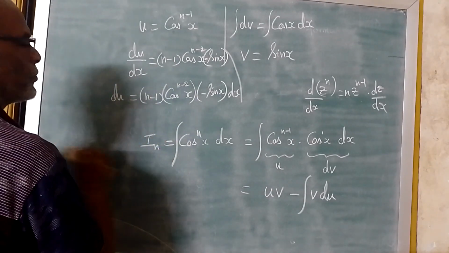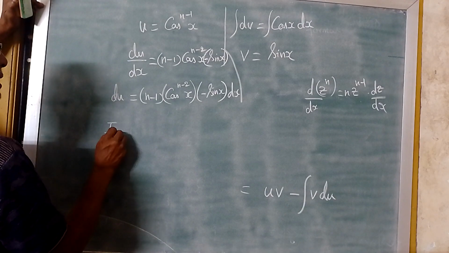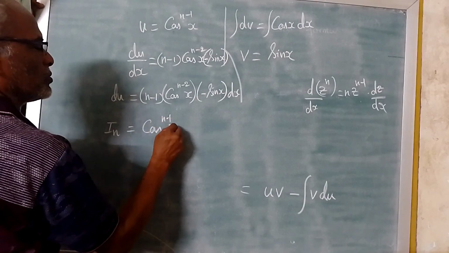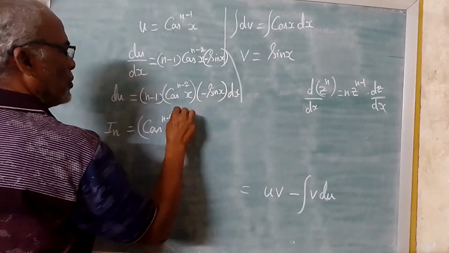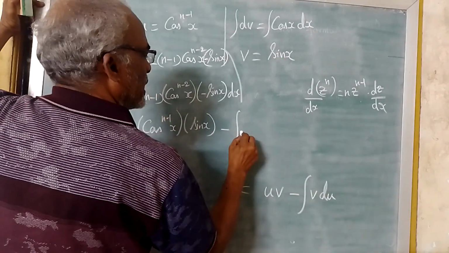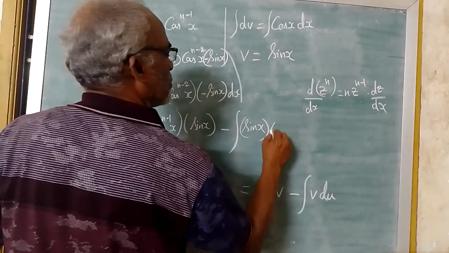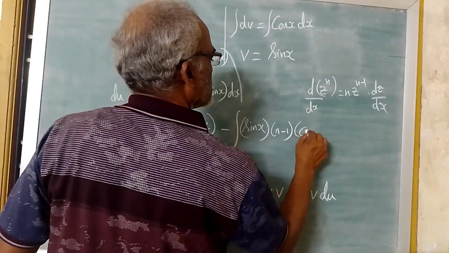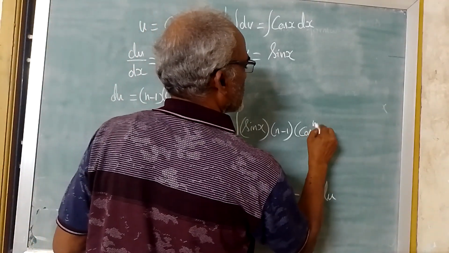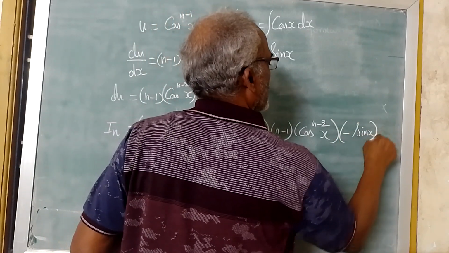That is In. So In is equal to uv. What is u? u is this one, cos^(n-1) x, into v. v is here, sin x, minus integral v du. v is sin x, and du is here, (n minus 1) into cos^(n-2) x into minus sin x into dx.